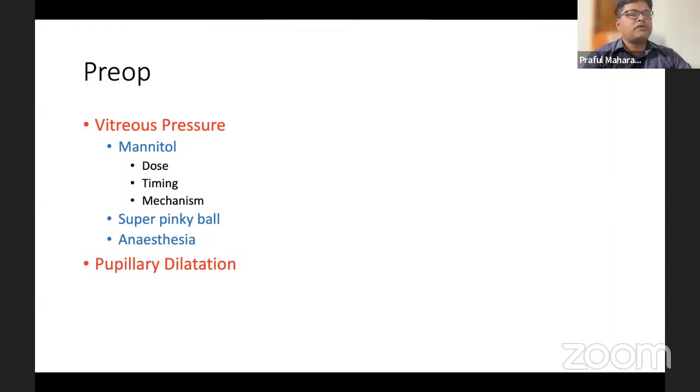Intravenous mannitol, you all know mannitol. Dose 0.5 ml per kg, that is the simplest if you are using a 20% solution. 0.5 ml per kg body weight. Timing, remember the maximum effect of mannitol comes around 30 to 45 minutes. So you have to time that. It shouldn't be like in the morning you have given mannitol and you are operating in the evening. Especially in high volume centers, this may be an issue.